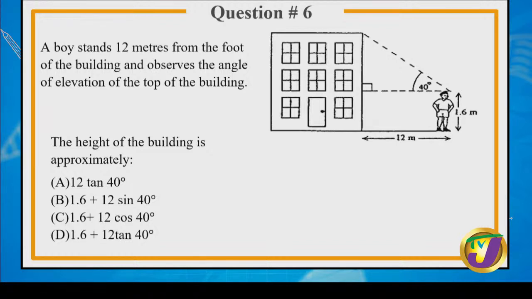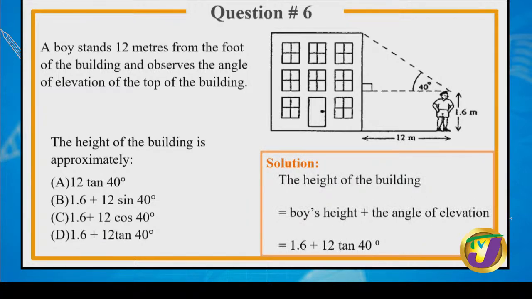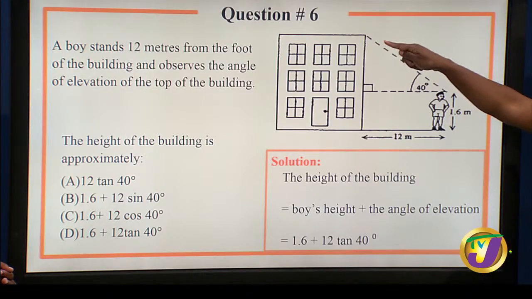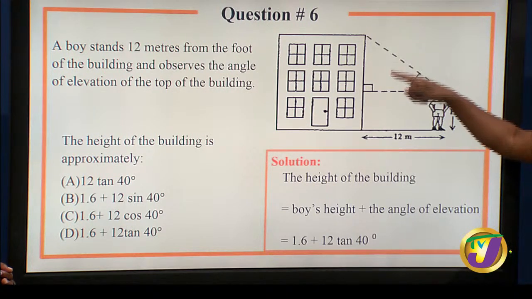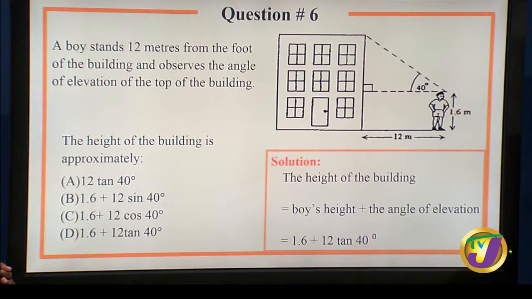So there is a visual representation of the information that is given. What you need to do now is to examine the diagram carefully and try to decipher which of the answers would be most applicable in finding the height. We have the height of the young man, which is 1.6 meters, represented here. So how do we find the height as represented by this right angle triangle with a 40 degree angle of elevation?